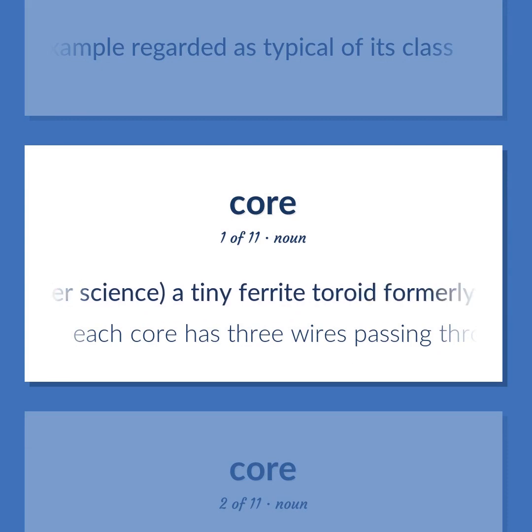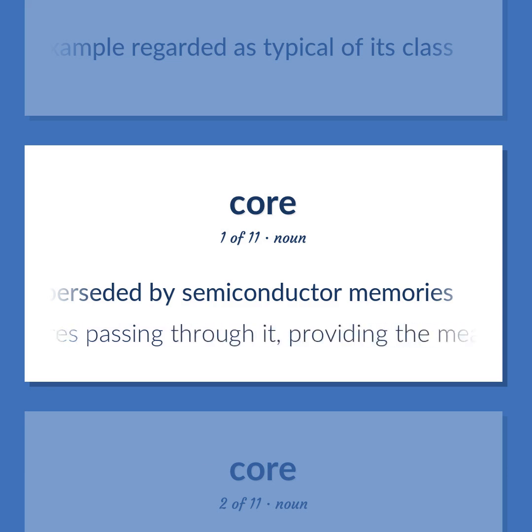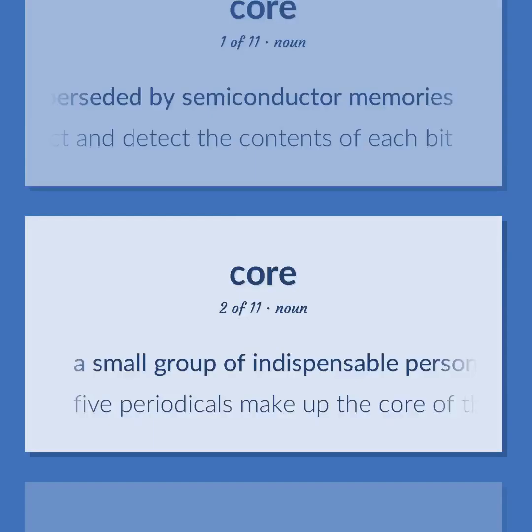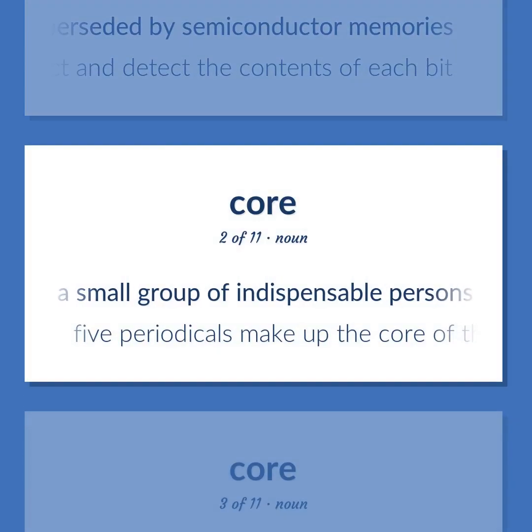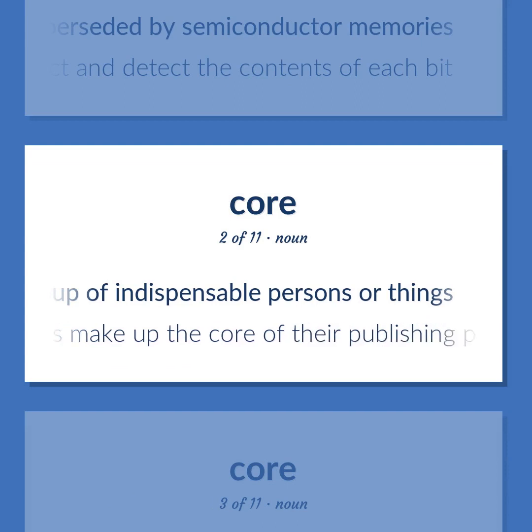Computer science. A tiny ferrite toroid formerly used in a random access memory to store one bit of data, now superseded by semiconductor memories. Each core has 3 wires passing through it, providing the means to select and detect the contents of each bit. A small group of indispensable persons or things. 5 periodicals make up the core of their publishing program.